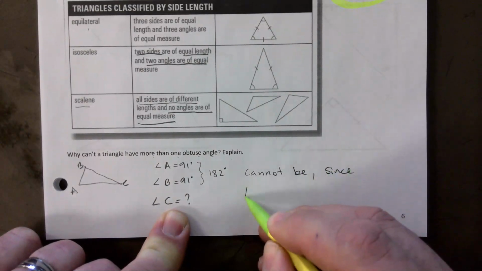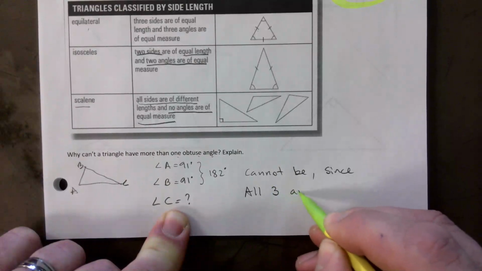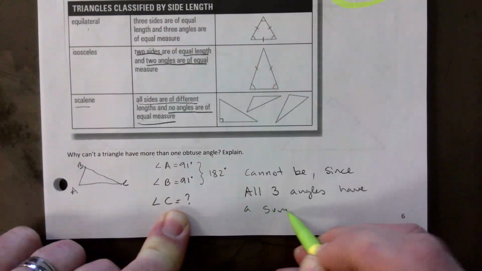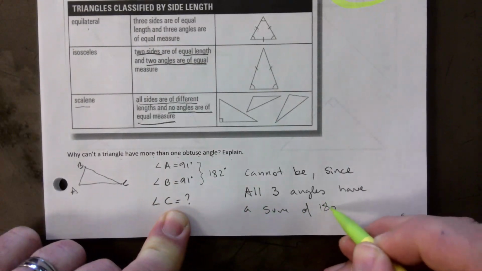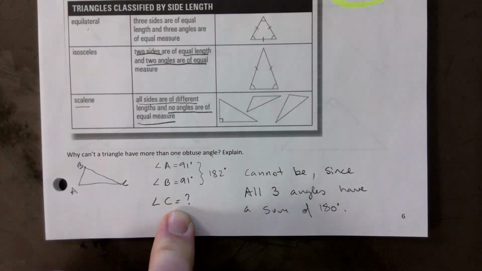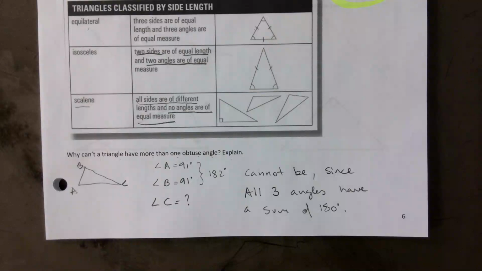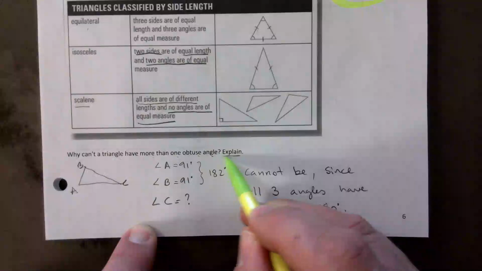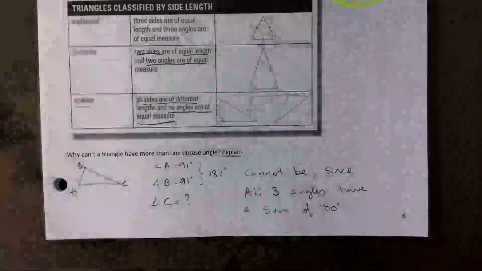Since all three angles have a sum of 180 degrees. Okay? If you ever have a question like this, use diagrams, use examples, and write a little something to make your point. Okay? You don't have to just write. You can also use diagrams. This would be a justify, explain, right? That type of question. You may go with that.